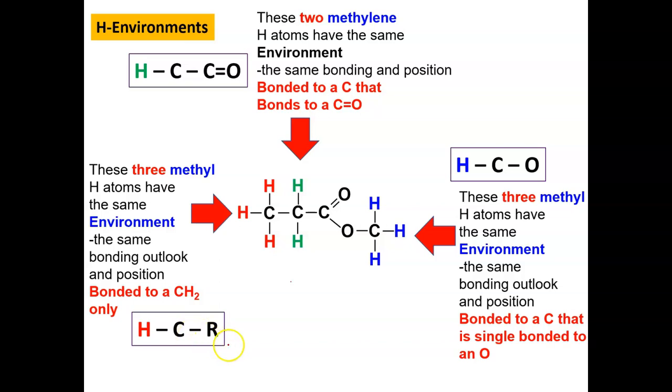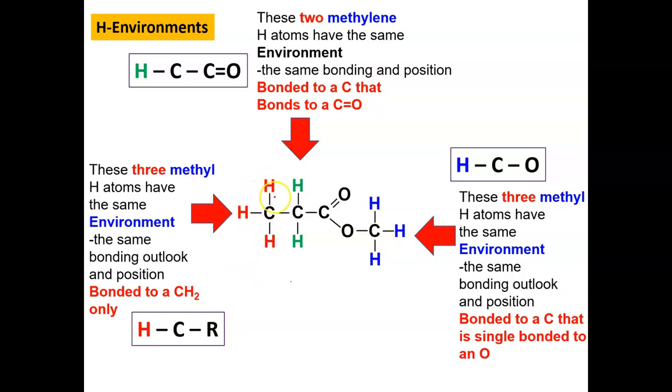And of course, you can get them singly, but it's unusual. You do get them in pairs, or you even get them in 3s, or even multiples of 3. So 6 H's in this type would be 2 methyl groups. 9 H's in this type would be 3 methyl groups on the same carbon.